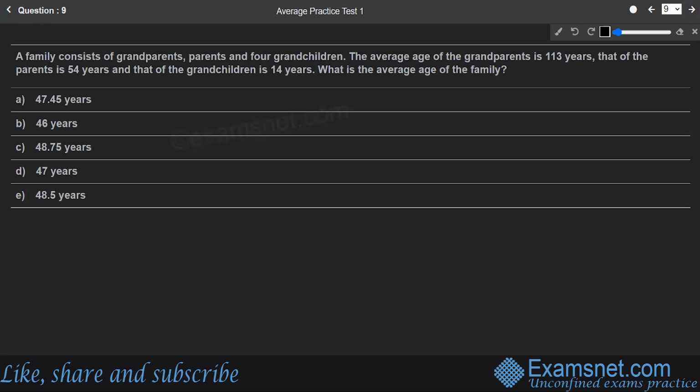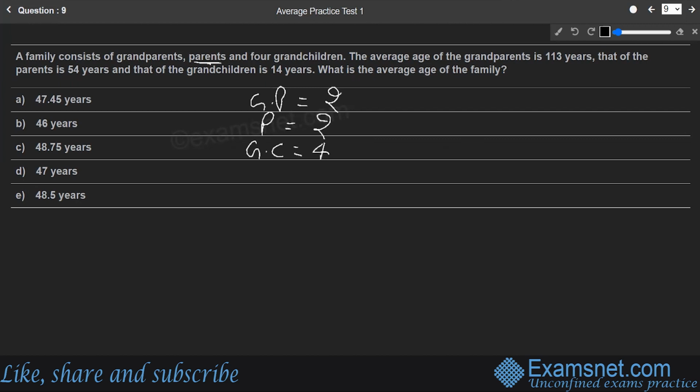Now, a family consists of grandparents. So there have to be two grandparents. So the number of grandparents is two. Parents, so how many parents should be there? There should be two parents. And four grandchildren. How many grandchildren are there? There are four in number. So this is the family's age distribution.